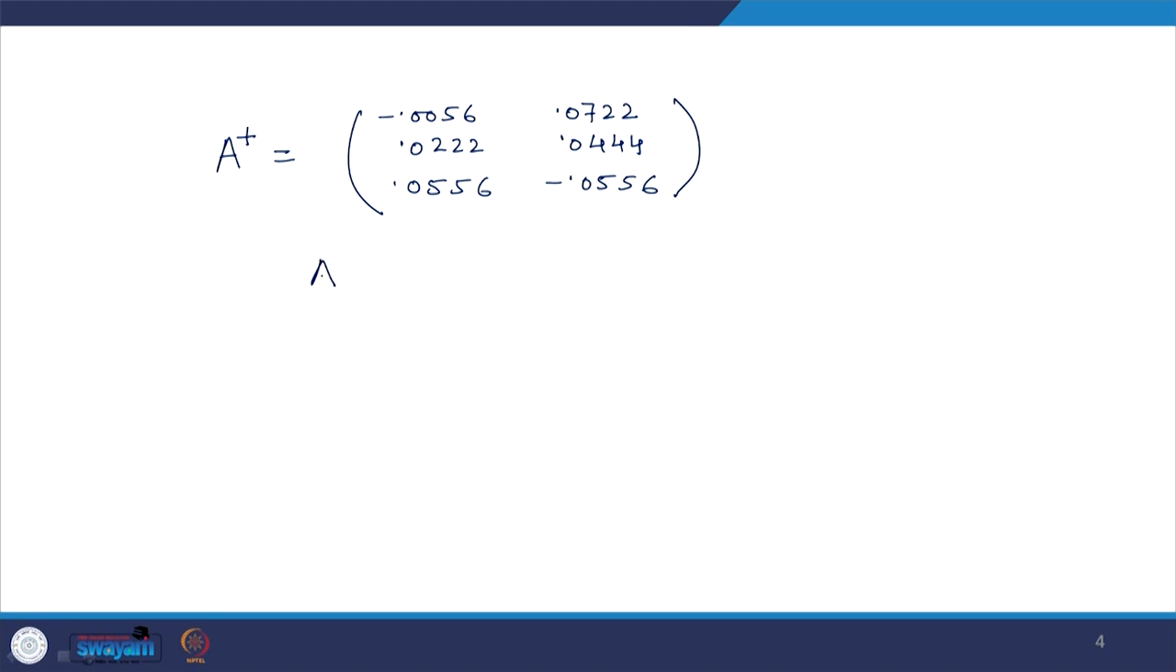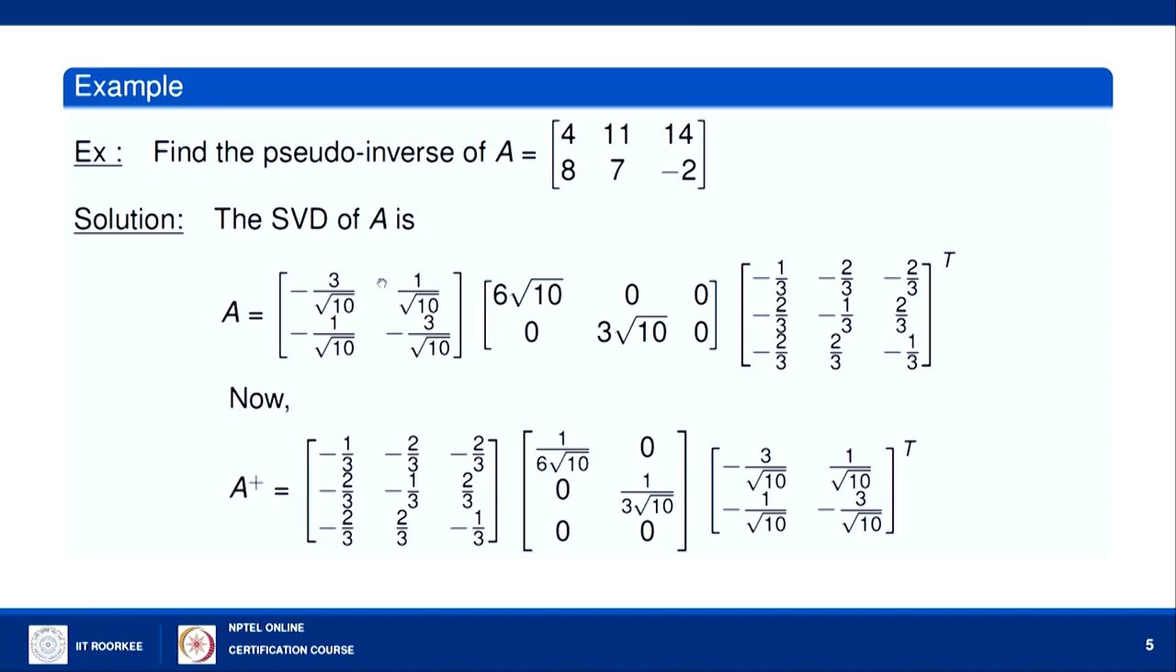And if you calculate A into the pseudo inverse of A, you can verify that you will get the identity matrix of order 2. That is why it is the right pseudo inverse in this case. So this is the example, the application of singular value decomposition for calculating the pseudo inverse.